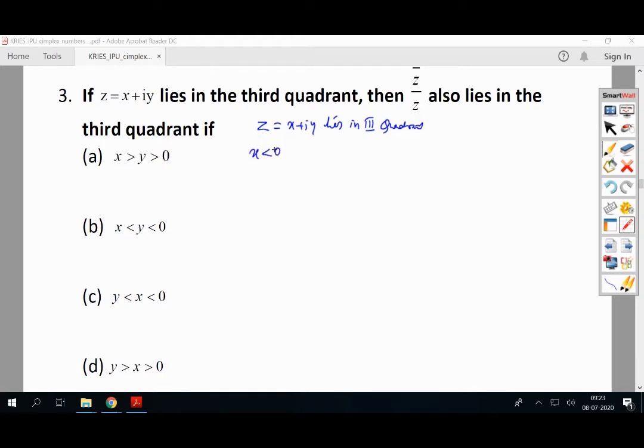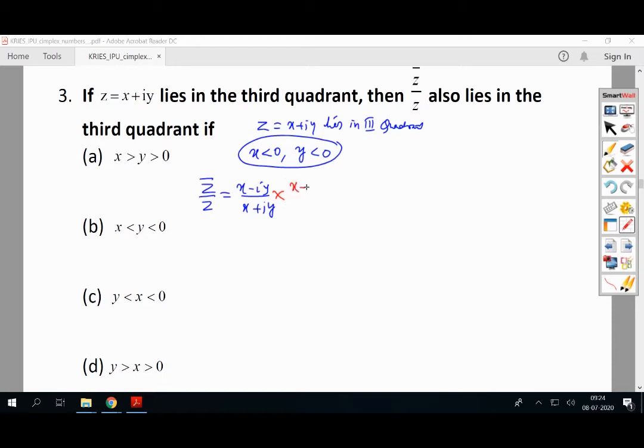Similarly, look at z bar divided by z. It is nothing but (x minus iy) divided by (x plus iy). Let us bring this to the standard form. To bring it to the standard form, I am going to rationalize this by using the conjugate of the denominator complex number, multiplying and dividing by x minus iy.